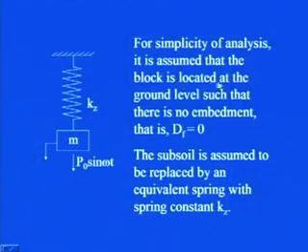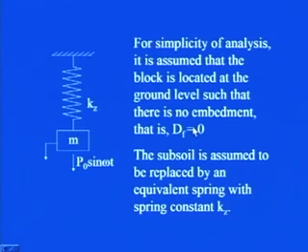For simplicity of analysis, it is assumed that the block is located at the ground level such that there is no embedment, that is df is equal to 0. So, as I was explaining earlier, just to make the analysis simple, this embedment depth has been assumed to be 0. However, for all practical purposes this depth of embedment is not 0, but usually from a theoretical point of view we have to assume some simplification to make the analysis simpler.